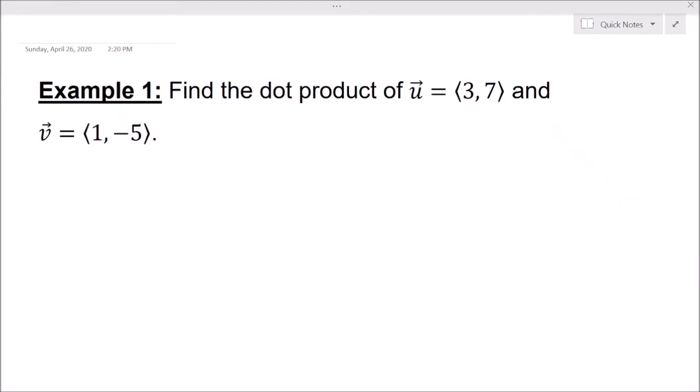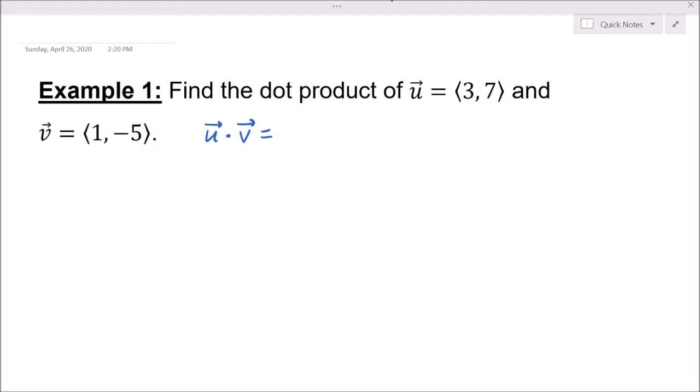So here's our first example with actual numbers. And again, it's super simple, super straightforward. It says find the dot product of u equals 3 comma 7 and v equals 1 comma negative 5. So the dot product u dot v. Note that the letters of the vectors don't really matter.